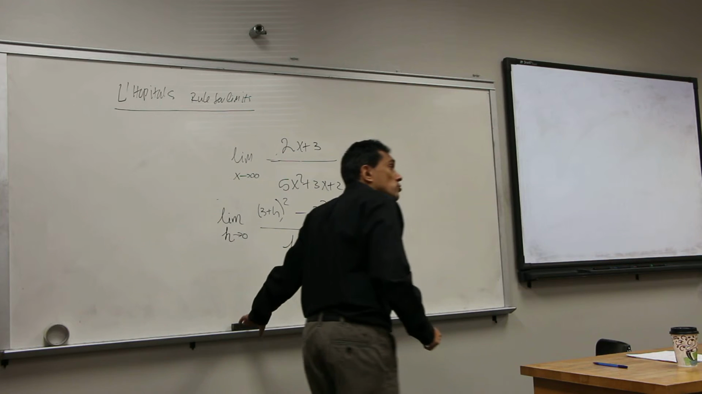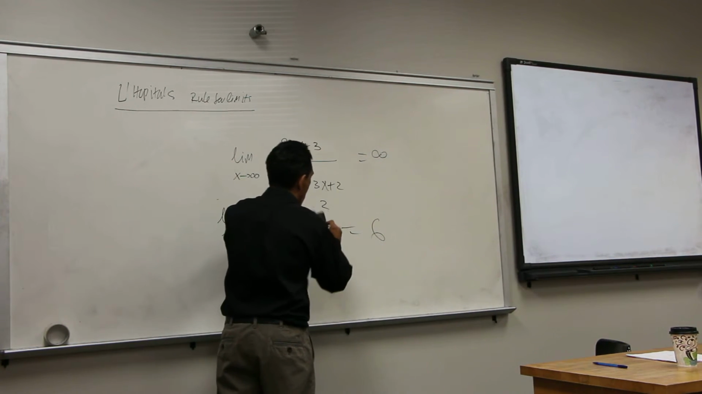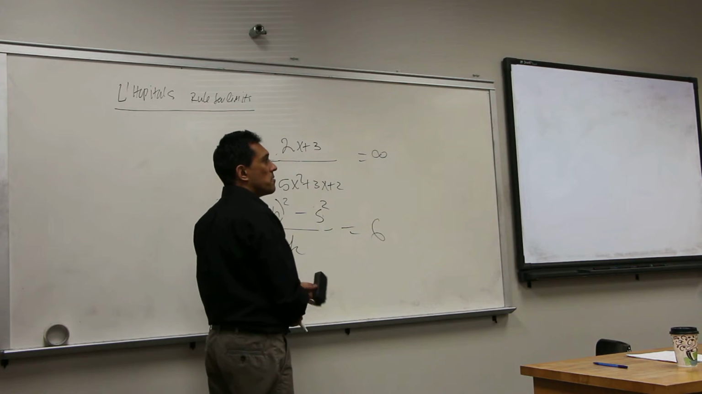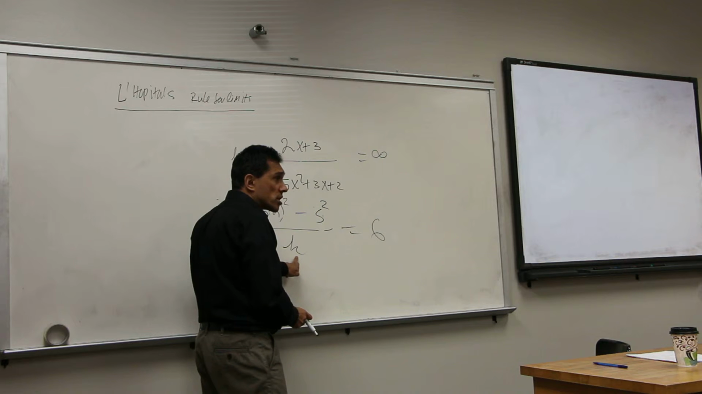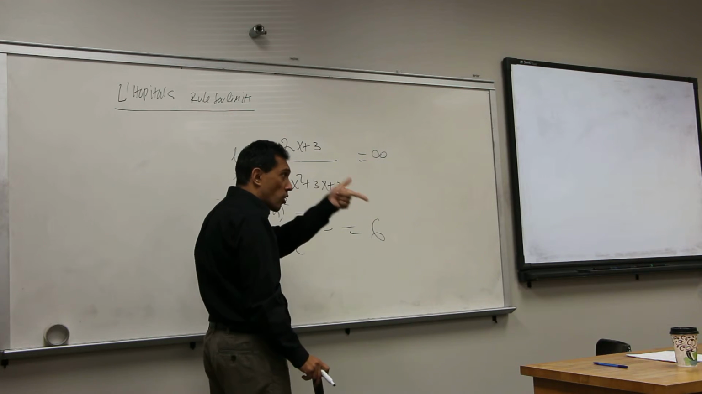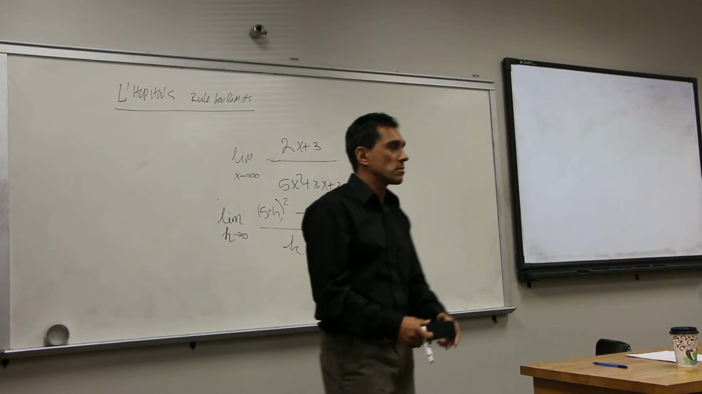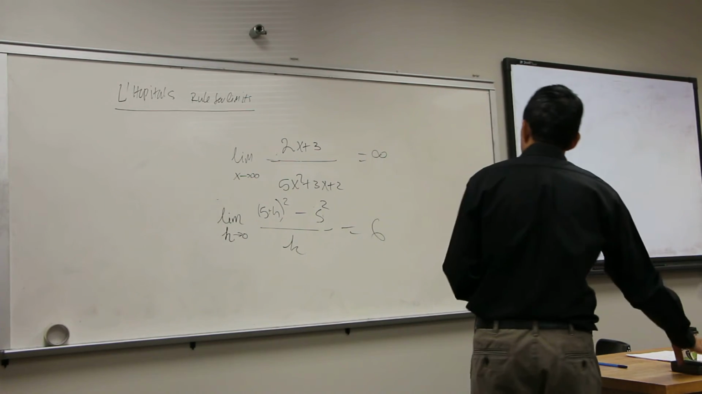0 divided by 0 today is what? Tomorrow. 10. Whoa. What is this as h goes to 0? What is this as h goes to 0? 0. So you have to be very careful with limits.